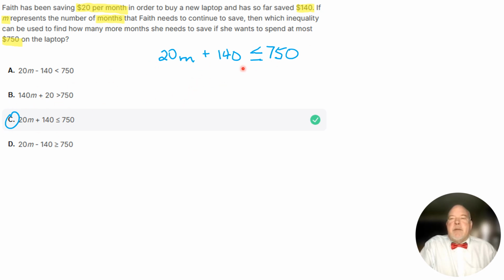All right. So word problems are tough. The more you do them, the better you'll get at them. That's the best advice I can give you, unfortunately. So keep working hard and you will master the math.